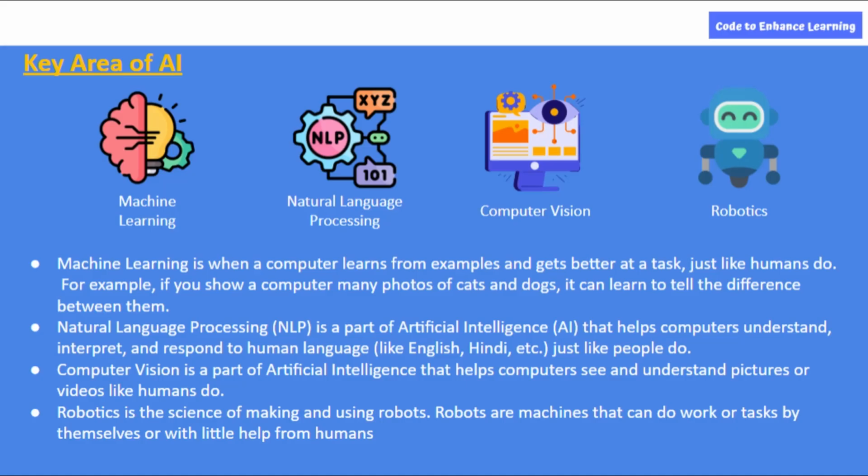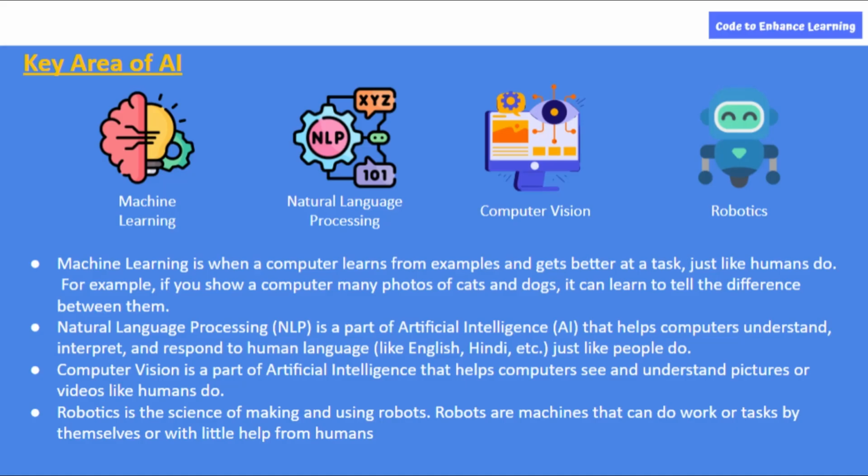Machine learning. This is when a computer learns from examples and gets better at a task over time. For example, if we show a computer many photos of cats and dogs, it can learn to tell them apart. Second one is natural language processing. This is the part of AI that helps computers understand and respond to human languages like English or Hindi. For example, when you ask ChatGPT a question, it understands your words and gives you a reply.